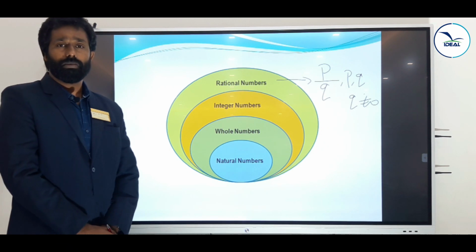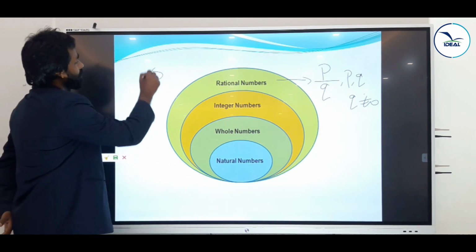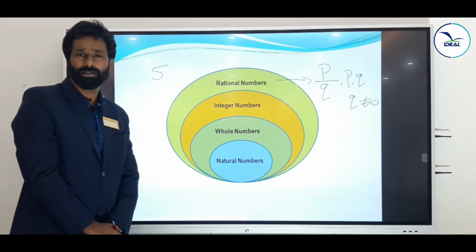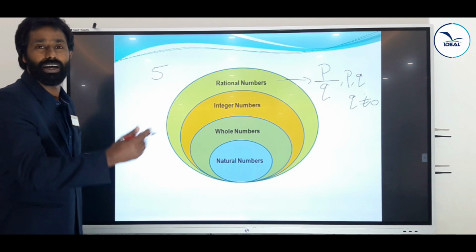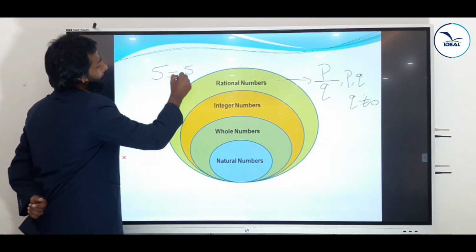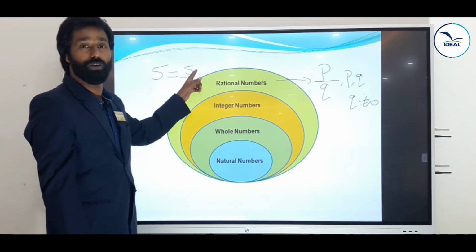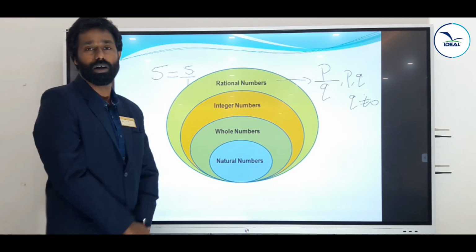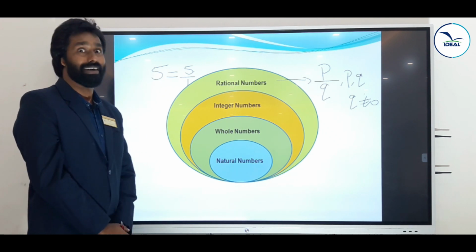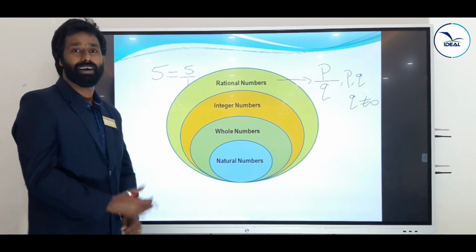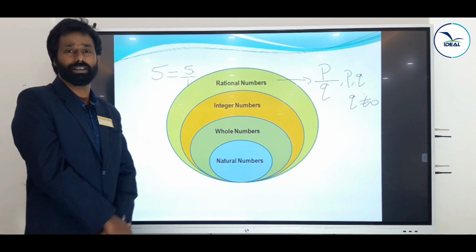Now think about an integer 5. Is it a rational number? Well, of course, 5 is a rational number. Why? 5 we can write as 5 by 1. Now it is in the form of p by q, where the value of p is 5 and the value of q is 1. Therefore, we can say that all the integers are rational numbers, all the natural numbers are rational numbers, and all fractions are rational numbers.